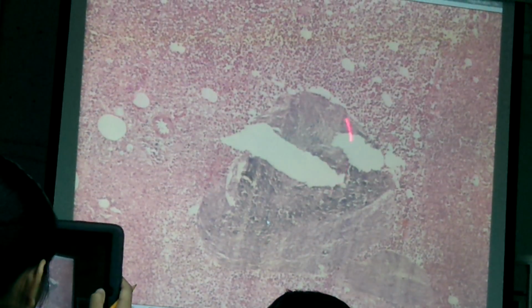But what do we see here? Collections of inflammatory cells. In fact, this particular picture or this particular fragment shows already this area where I think this is foreign body material. There's a foreign body material there. But beside it, you can see a lot of inflammatory cells.